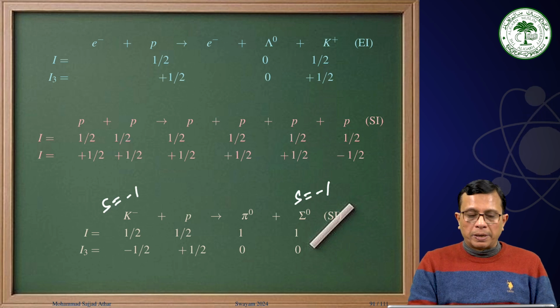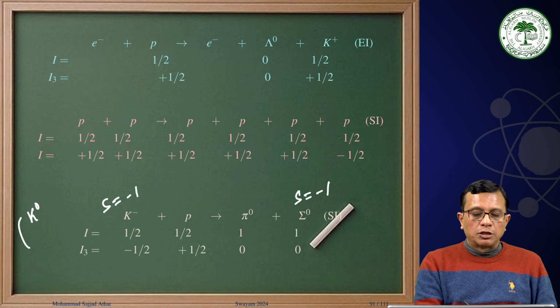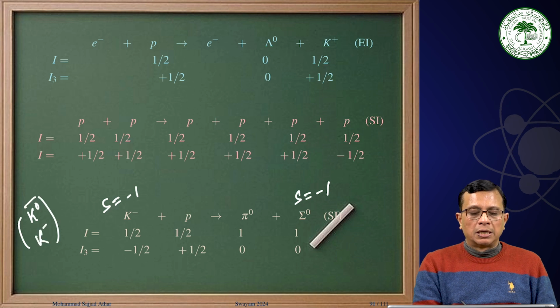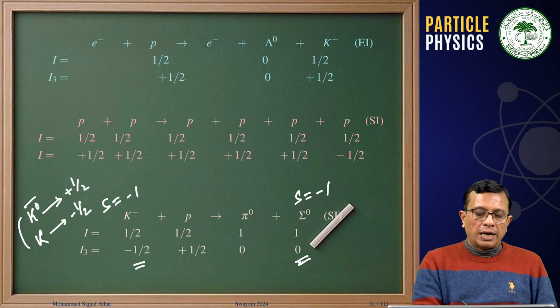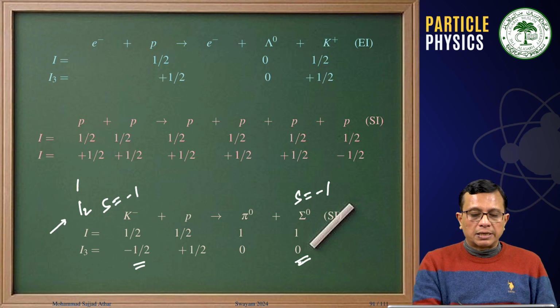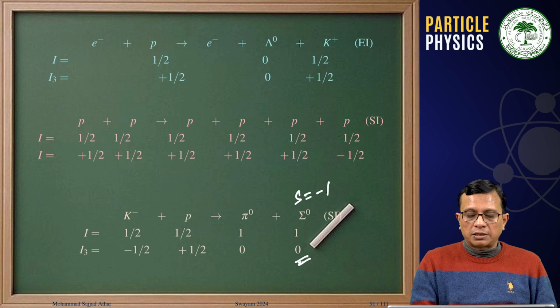While for isotopic spin, we place K0 bar and K minus in a doublet, where this is neutral, therefore it will have maximum projection. This has a negative charge, therefore this is -1/2, and here sigma 0 in a triplet, I3 is 0. Therefore, this is how you can see that you are conserving both I as well as I3. Therefore, this is an example of a strong interaction process.